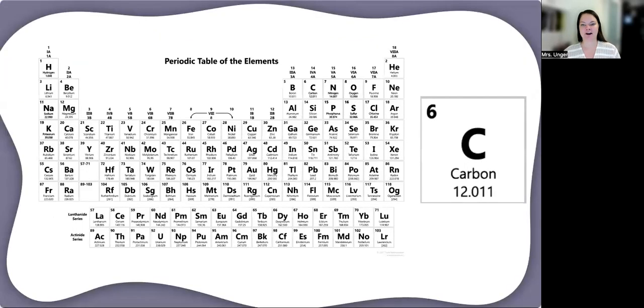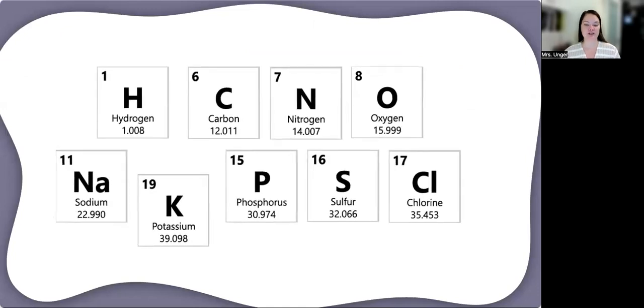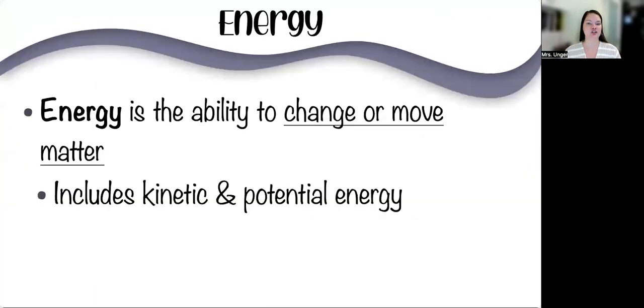So when we're talking about matter, again, we're talking about all of those different elements, and the ones that you definitely need to be familiar with the abbreviations for are hydrogen, carbon, nitrogen, and oxygen. Those are the 4 that are the most commonly found in living things, as well as sodium, potassium, phosphorus, sulfur, and chlorine. Make sure you know all of those chemical symbols.